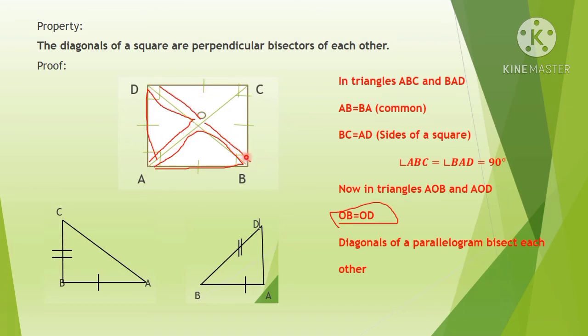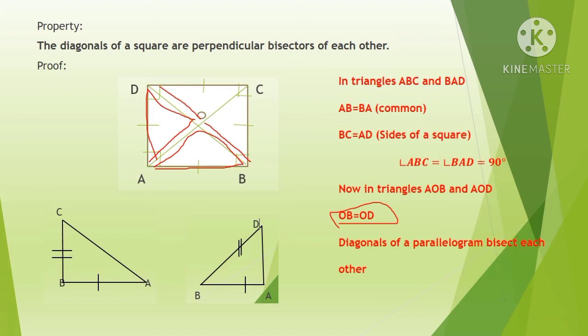Because diagonals of a parallelogram bisect each other. Here diagonals bisect each other. If diagonals bisect each other, then we can say that it cuts into two equal halves. So we can say OB is equal to OD. Therefore, we are writing here OB is equal to OD. Why? Because diagonals bisect each other, so these two halves will be equal. Therefore, diagonals of a parallelogram bisect each other.